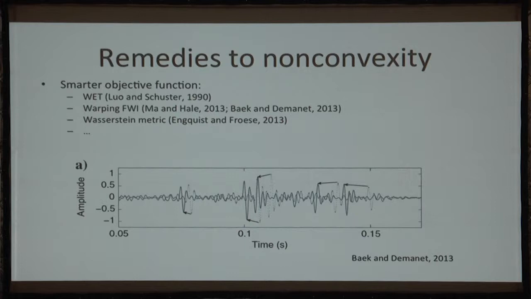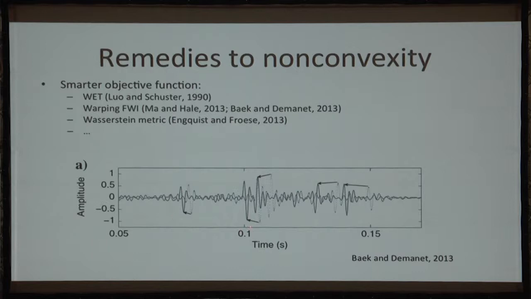People have proposed many ways to overcome this non-convexity. The first group of efforts I call a smarter objective function. Instead of comparing trace by trace, sample by sample, people have proposed to include the bulk shift of waveforms in the objective function. For example, what I'm showing here in solid line is the recorded data, and in dashed line is the model data. You can see that there is a bulk travel time shift between these two.